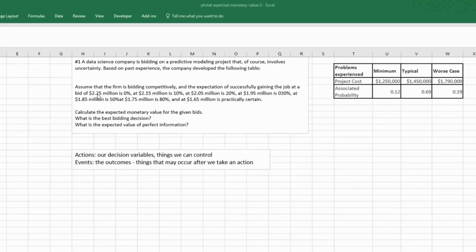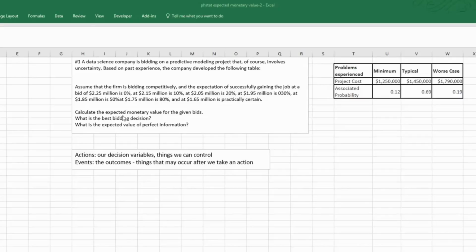They also said that they were going to be bidding competitively for the project. Their expectations of winning the bid was, of course, based on how much they bid. And they gave you a list of potential bid prices and the probability of winning at that bid price, ranging from 0% winning the bid if they bid a high bid of $2.25 million down to almost certainty of winning it if they bid a low bid value of $1.65 million.